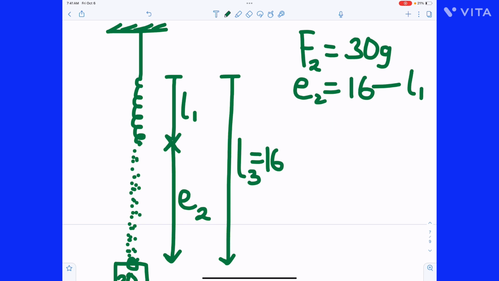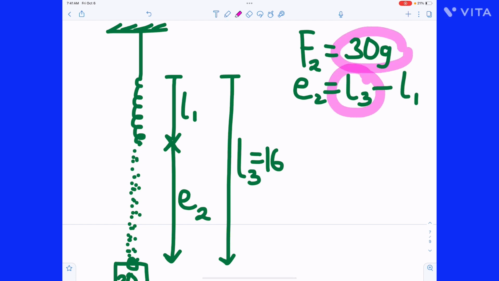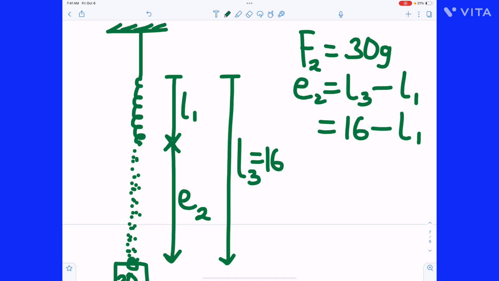Are you getting the logic, senior? Because my second extension produced must be L3 minus L1. L3 meaning the final length produced by the 30-gram weight, L1 meaning the original length of the string. So that gives me my E2 as 16 minus L1. In this question, we have to find L1, which is very easy to do.